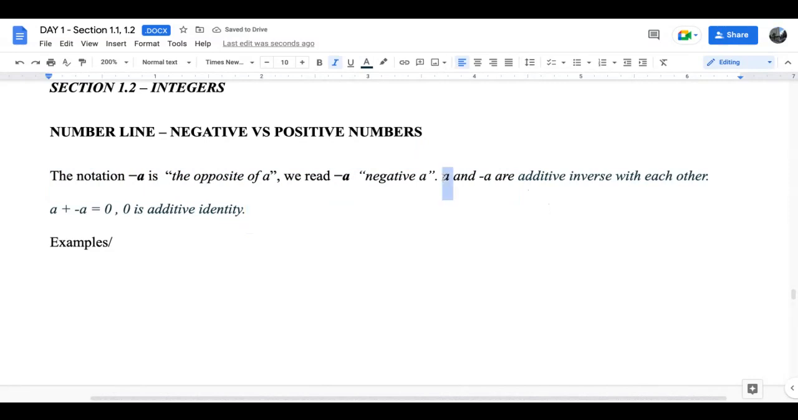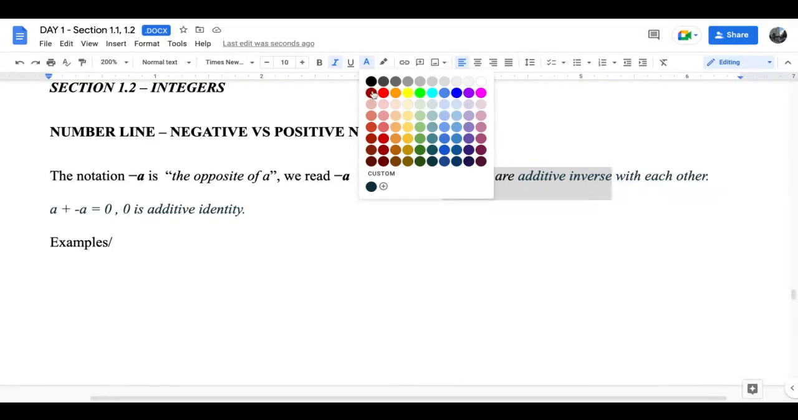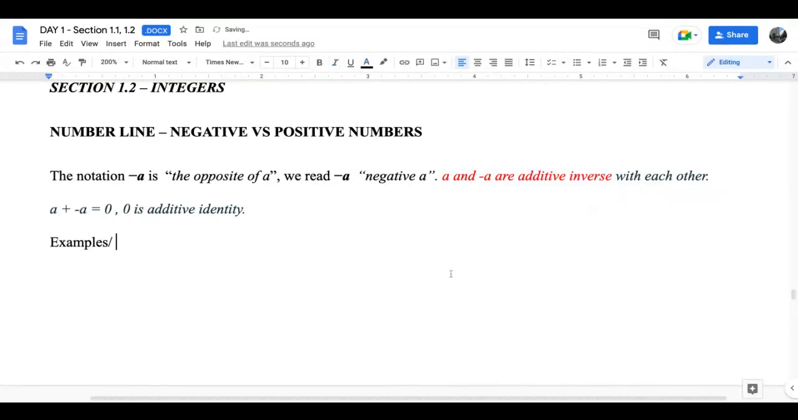Okay, additive inverse. Let me make this. Additive inverse means when we add those two, we get 0. All right. So A plus negative A equals 0. And 0 is called additive identity.